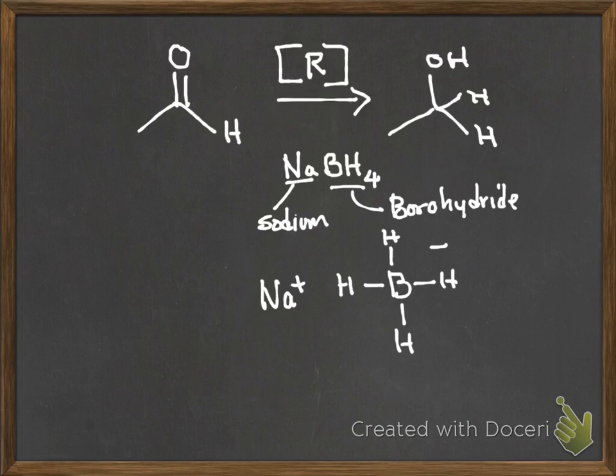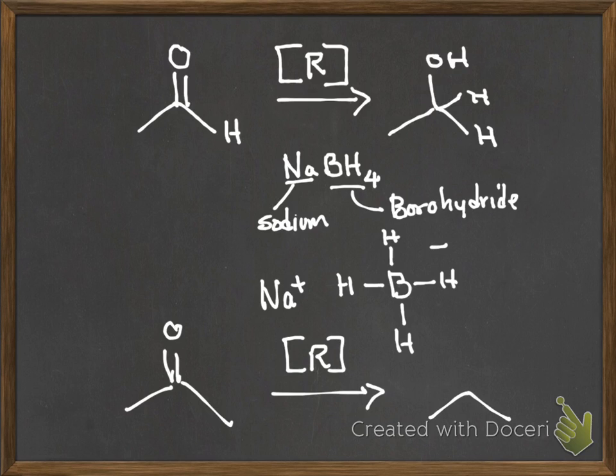Sodium borohydride, NaBH4, is the reagent that is typically used for reducing aldehydes to primary alcohols, and ketones as well. So ketones, when you do a reduction, you're going to add hydrogens. So you get this and this. So you get a secondary alcohol. So sodium borohydride will do either of those transformations.